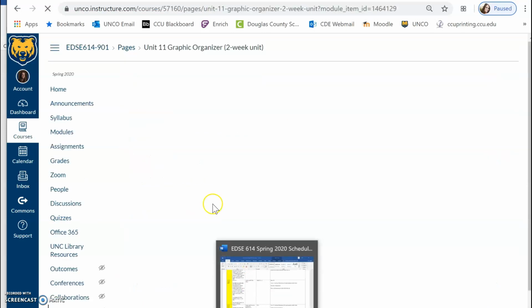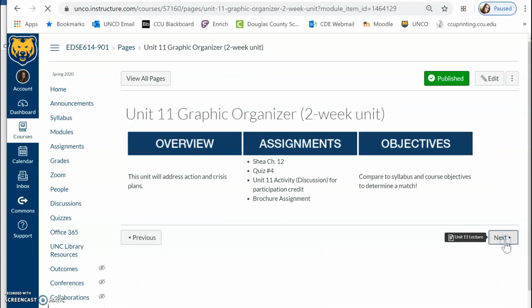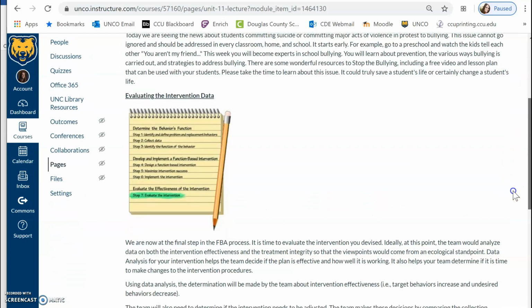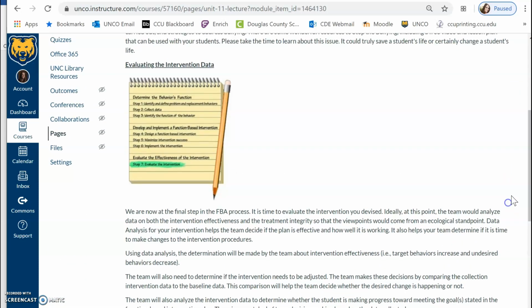So for Unit 11, there is a written lecture here, and this will help us to make sure that we're all prepared for evaluating our intervention data. So remember, we are in a unique situation currently. You're going to want to create intervention data based on what you would have expected to see before the closures. And it is unfortunate that we're in a situation where we can't collect this on site in real time.